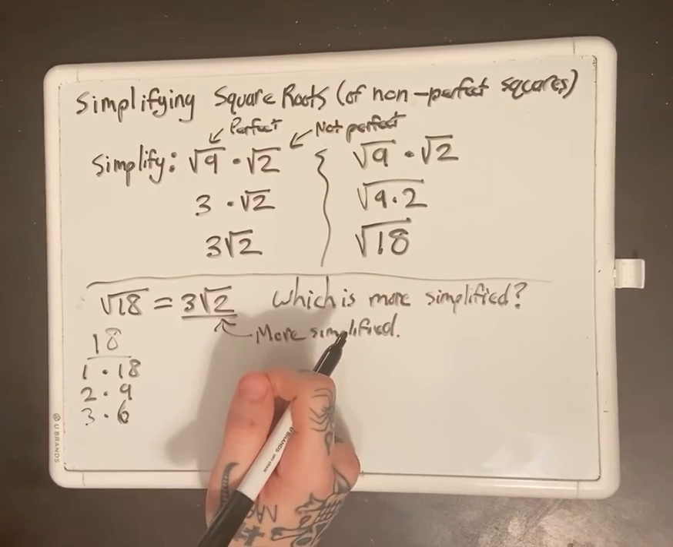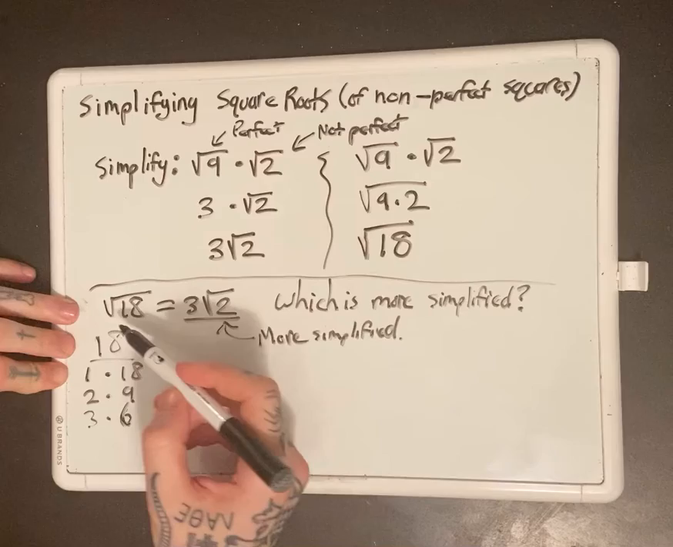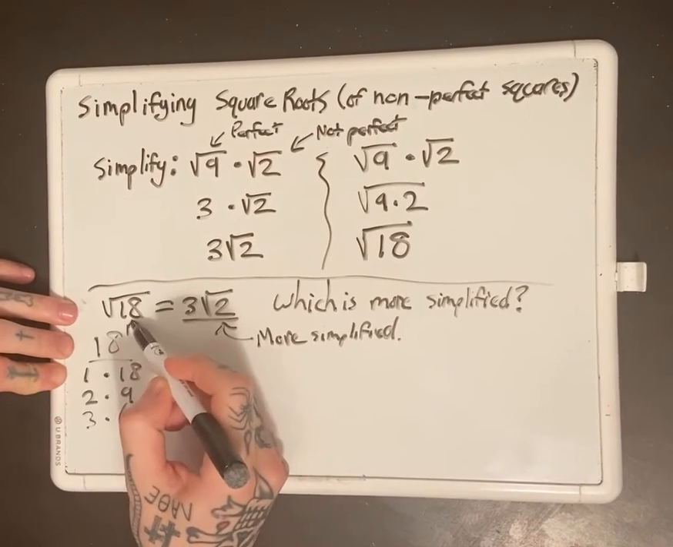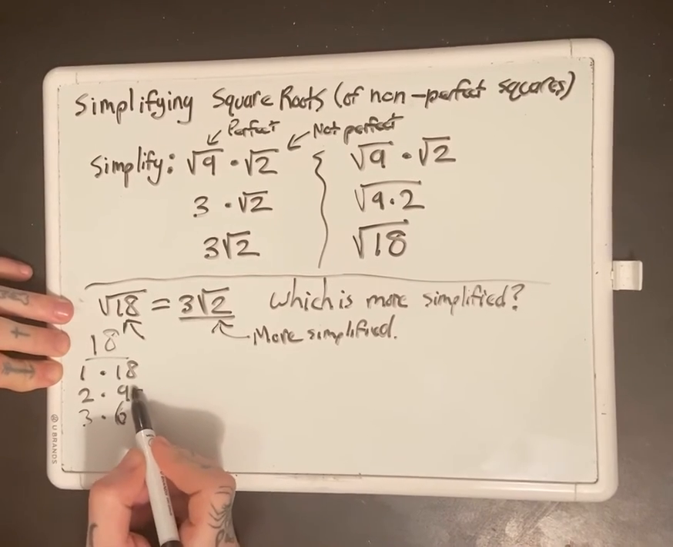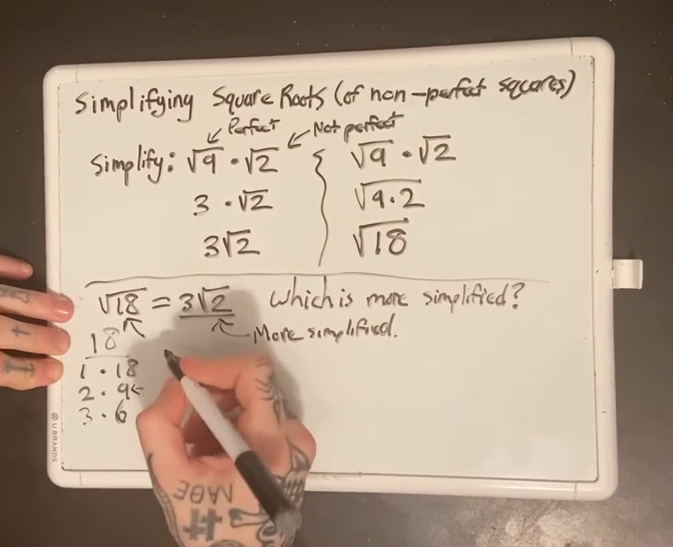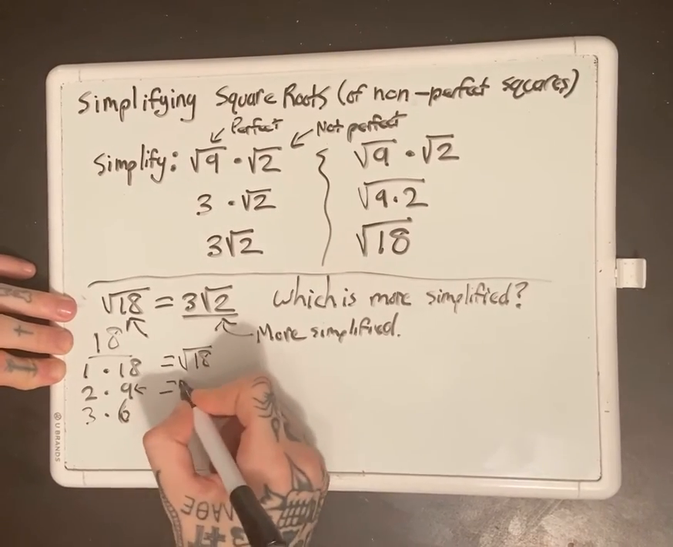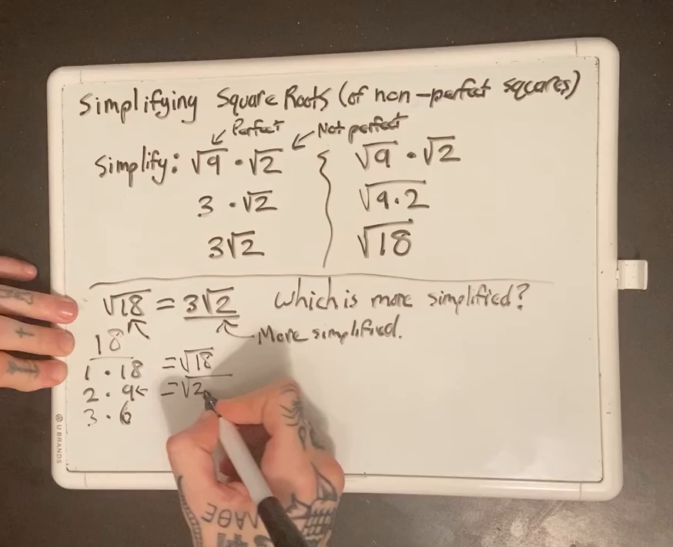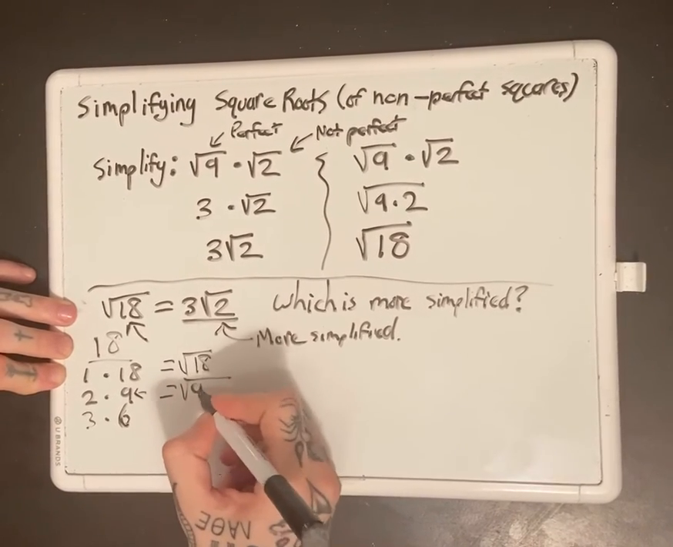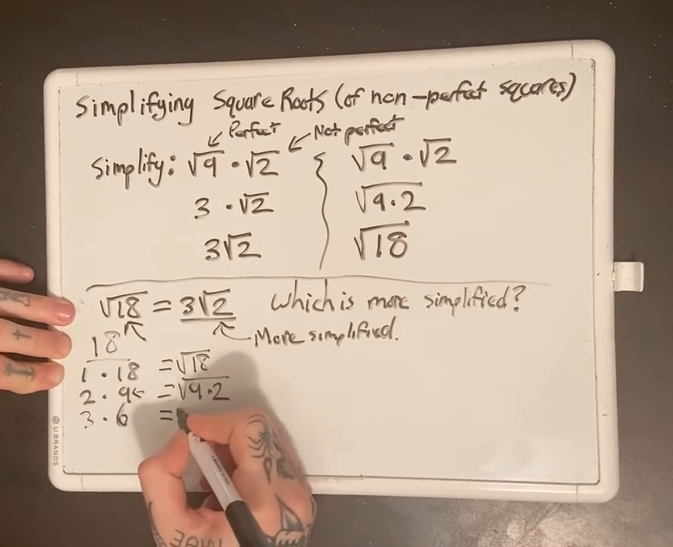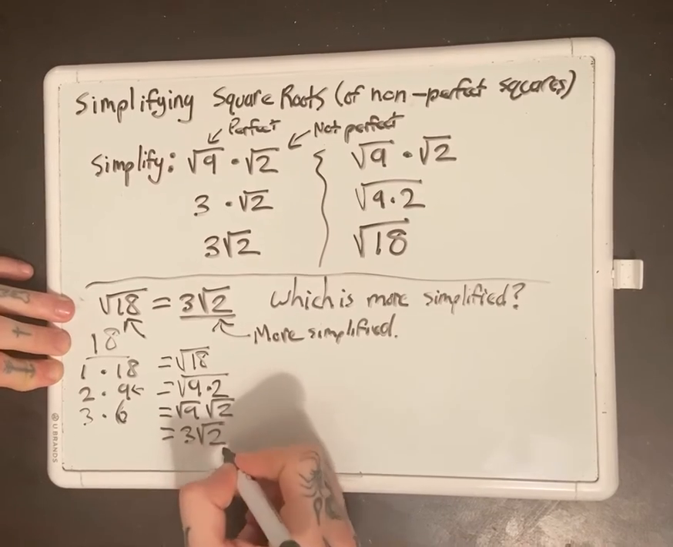So when we're simplifying radicals of non-perfect squares, we're going to look for factors that have a perfect square in it. Okay, so we would start with square root 18. We would break it into its factors of 9 and 2. We would break them up, and then we would finally get this. Okay?